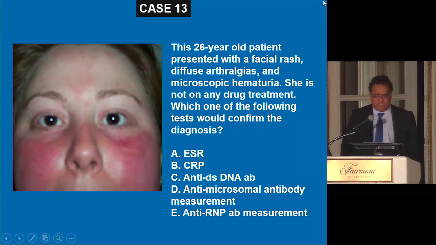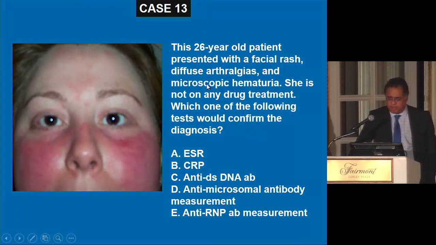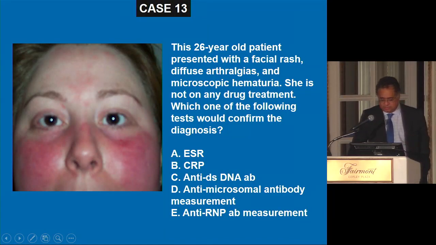Finally, this is a 26-year-old patient presenting with a facial rash, arthralgias, and microscopic hematuria. She's not on any drug treatment. Which of the following tests would confirm the diagnosis? And these are the tests.